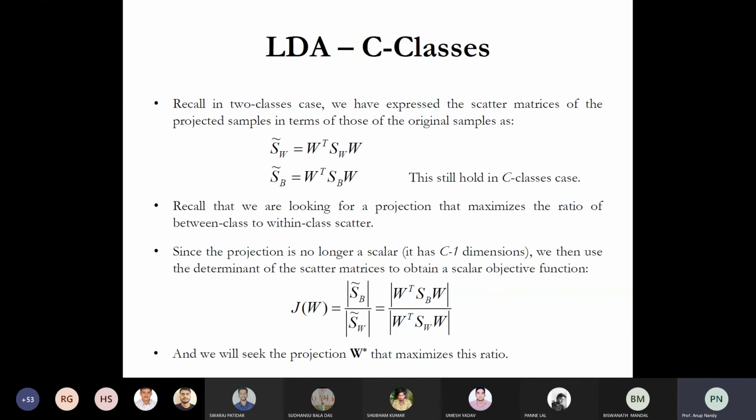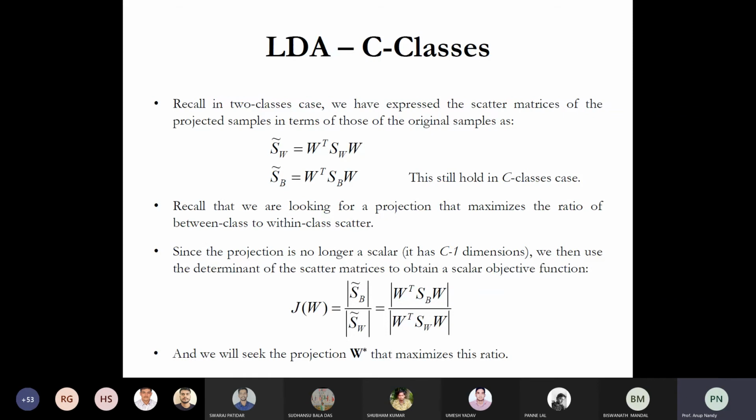Then we have to use the determinant of the scatter matrix. If it is not a scalar and you have this C minus 1 dimension, then you have to use the determinant of the scatter matrix to obtain the scalar objective function. That is the determinant of S̃B divided by the determinant of S̃W. You have to maximize this ratio, and that gives W star.